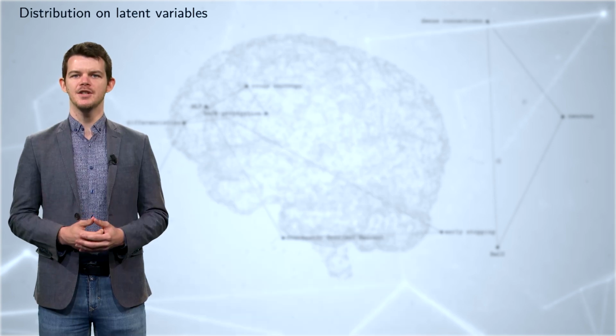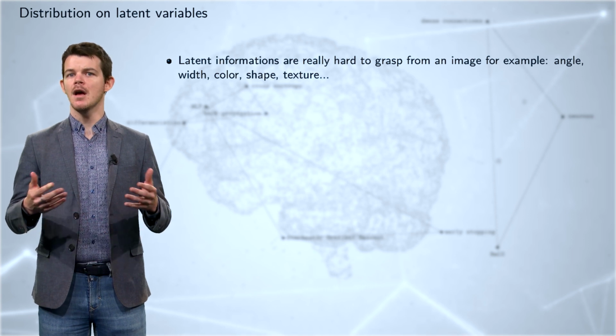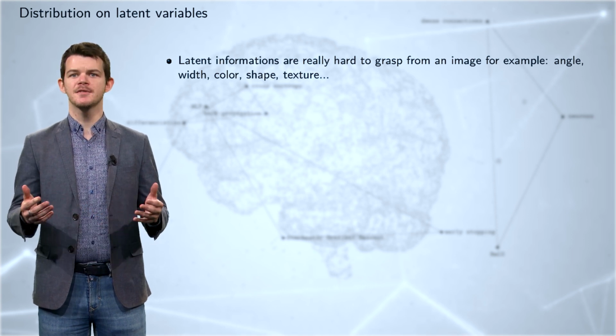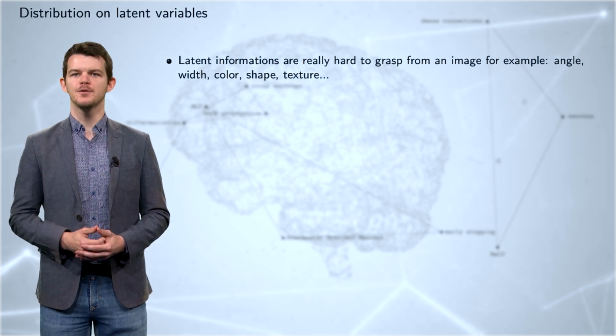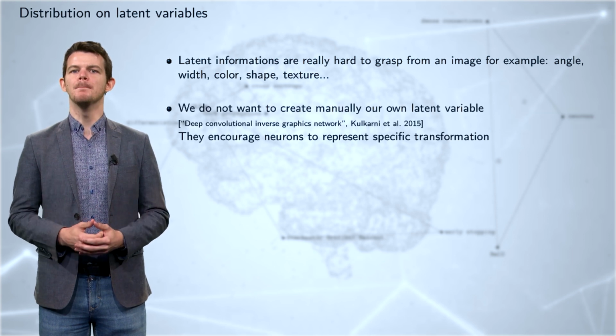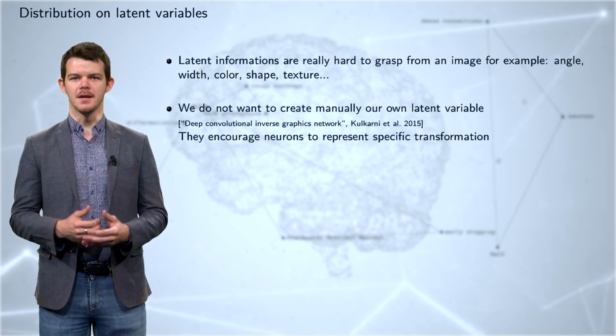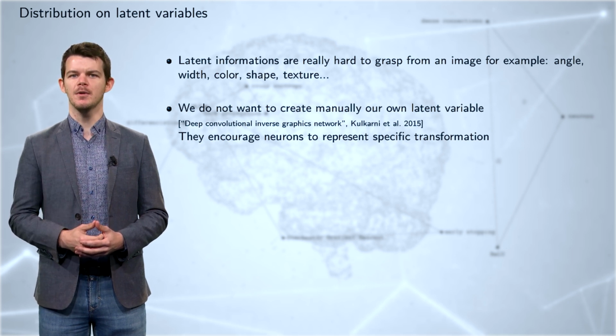If we are dealing with images, we could say that latent variables are descriptors for these images, such as angles, widths, colors, shapes, texture, and so on. However, these latent descriptors are specific to images, and we do not want to create manually all latent variables. Thus, it is difficult to create latent variables with specific meanings. Instead, we would like to create a generic latent variable without specifically looking at descriptors for images.